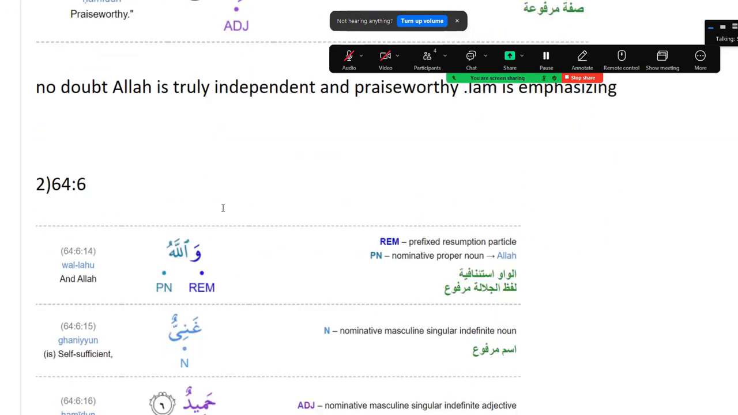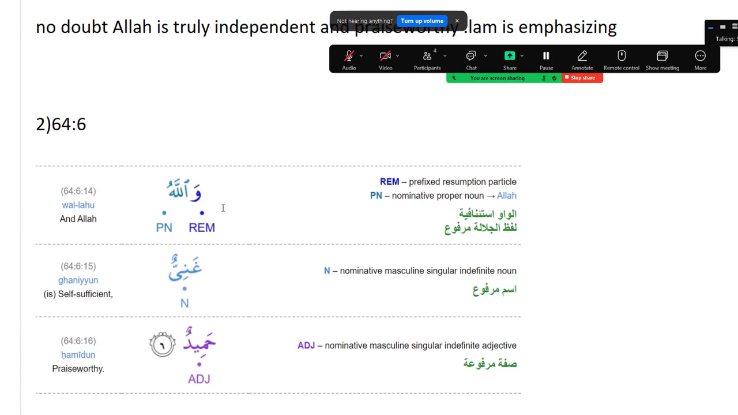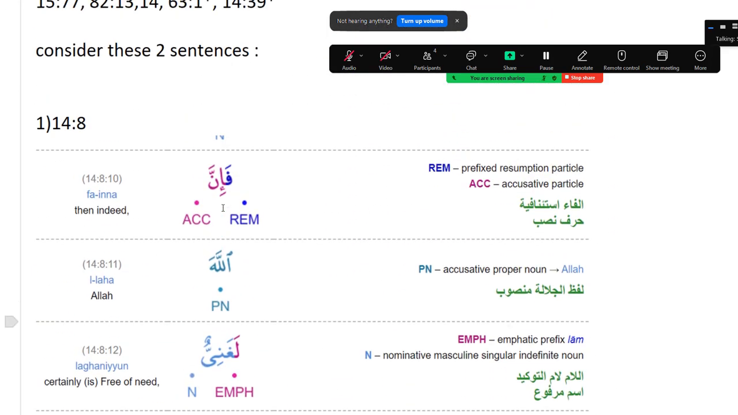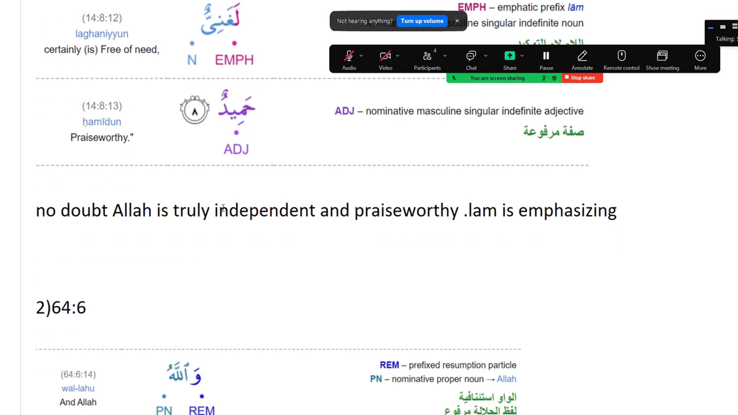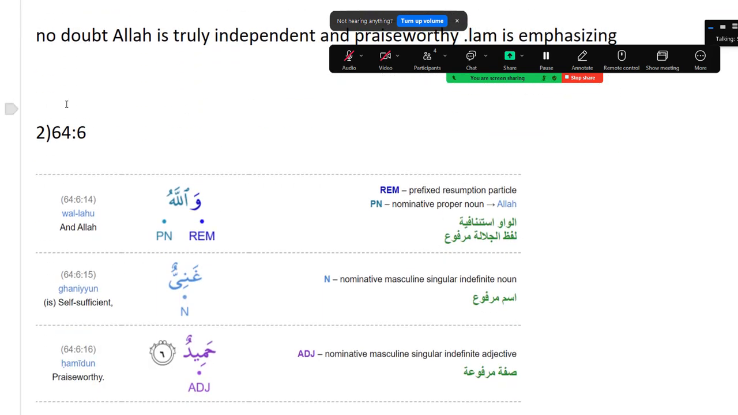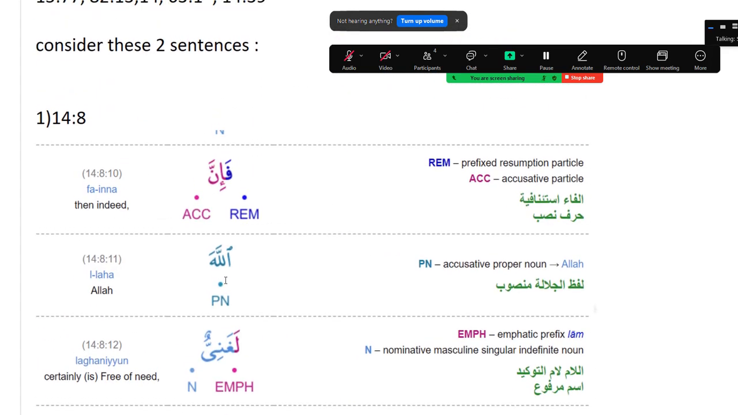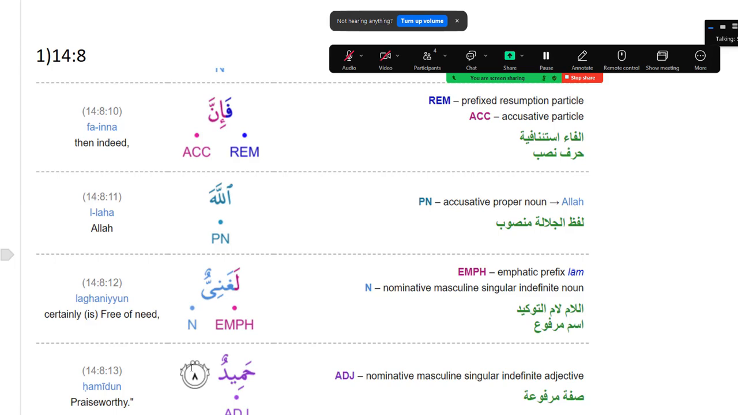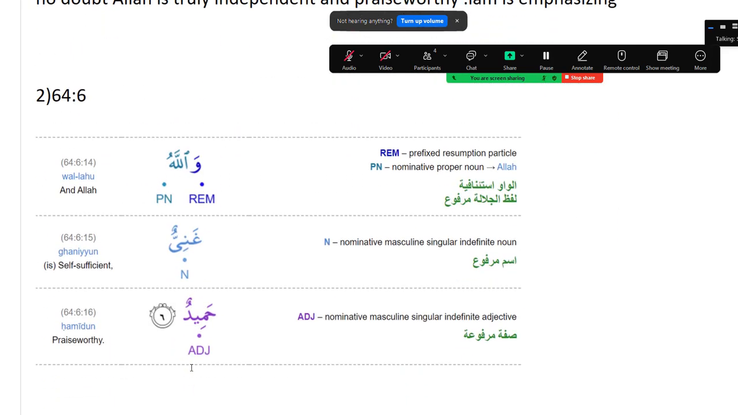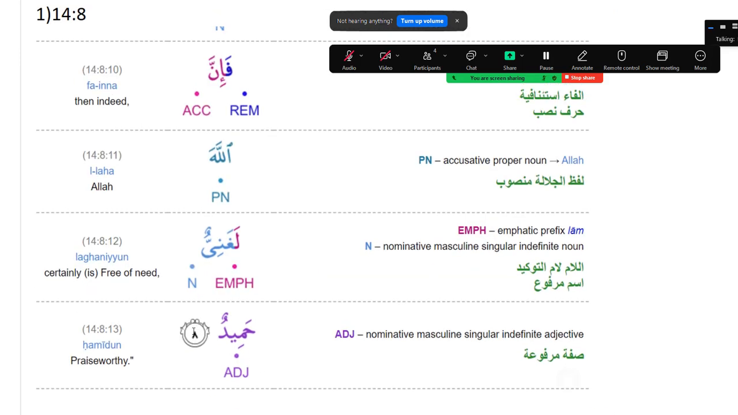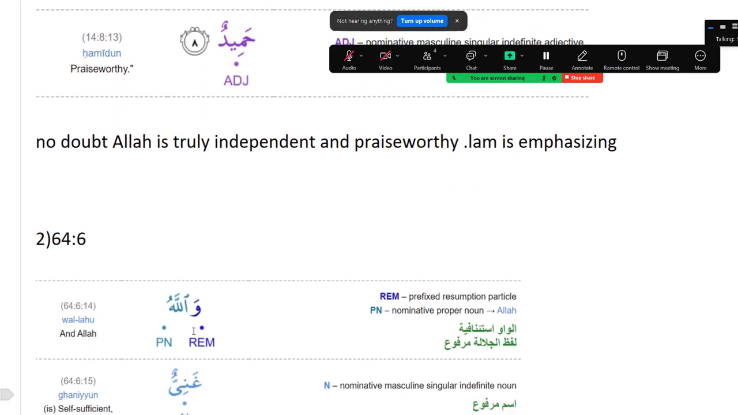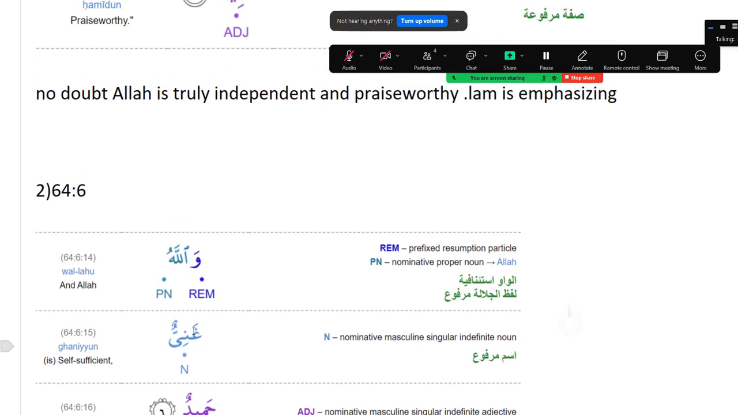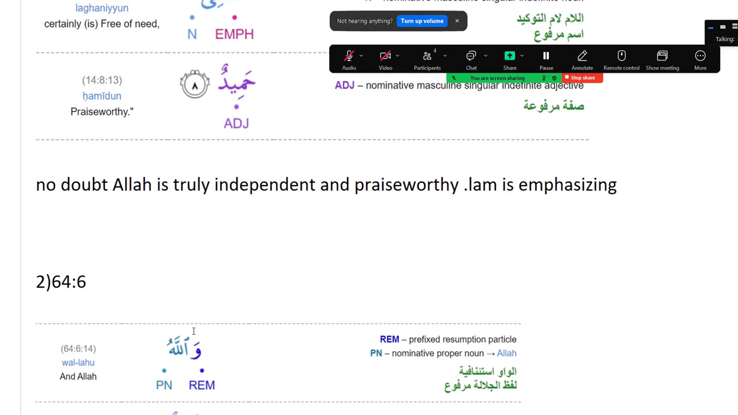La ghaniyun. And look at this ayah. It's a similar ayah. This is from Surah 14, ayah number 8, and this ayah is from Surah 64, ayah number 6. Wallahu ghaniyyun hamid. In this, what is the difference between these two ayahs? Fa inna Allaha la ghaniyyun hamid and Wallahu ghaniyyun hamid. What difference do you see? The lam at-tawkeed is not present in the second ayah with the noun ghaniyyun.